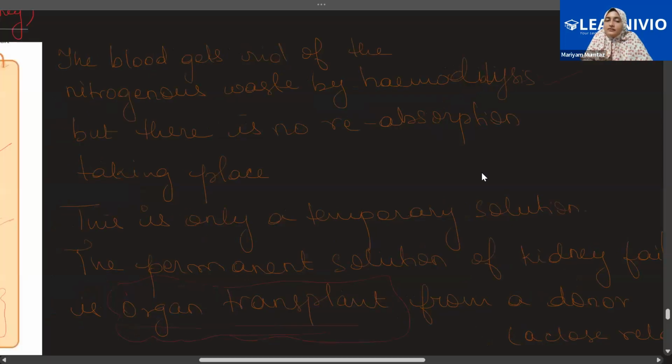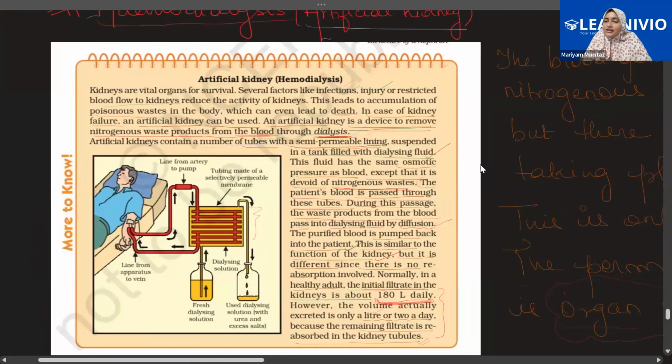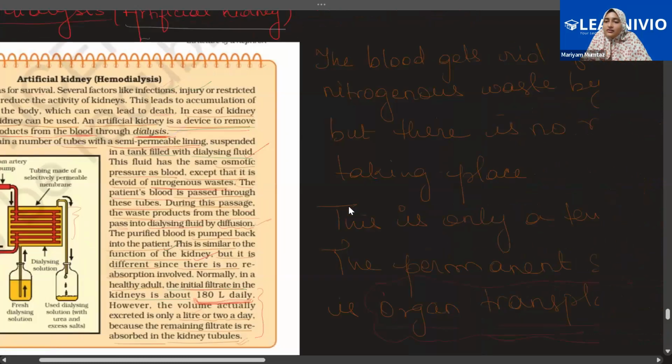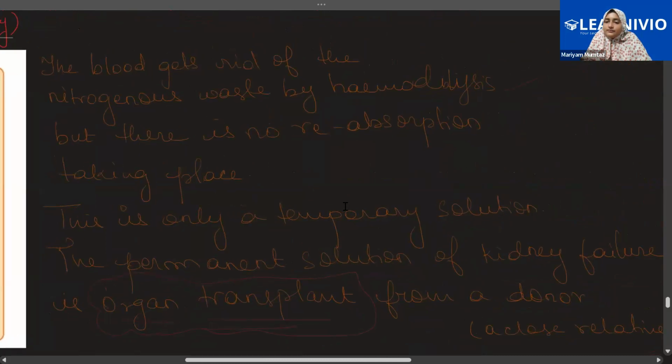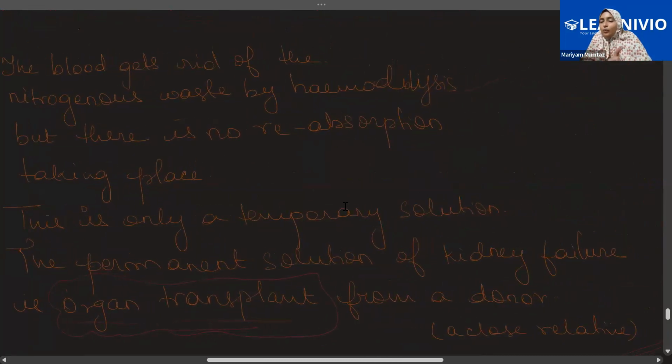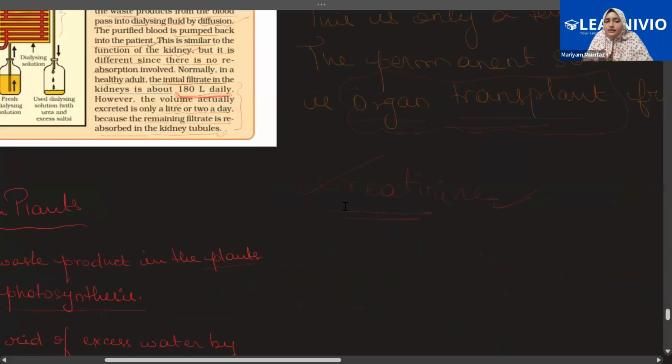Now remember, while I was talking to you about the machine, I said that it is connected to the vein. Why is it not connected to the artery? Because the vein carries impure blood. That's right. Once the blood gets purified, then it is sent to the artery. The dirty blood is taken from the vein, because the vein is the blood vessel that carries the impure blood. But the purified blood will be carried by the artery. Now this much is clear. Any doubts?